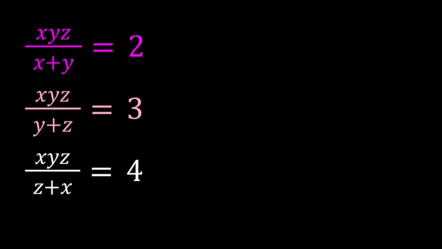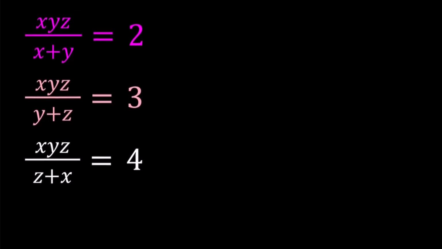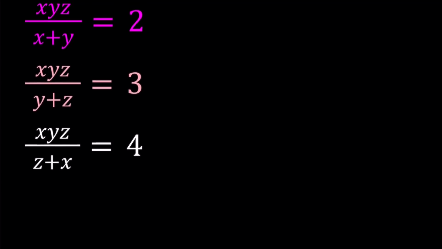Hello everyone. In this video we're going to be solving a rational system. We have xyz over x plus y equals 2, xyz over y plus z equals 3, and xyz over z plus x equals 4. And we're going to be solving for the x, y, z values. I'll be presenting two methods, and let's start with the first one.